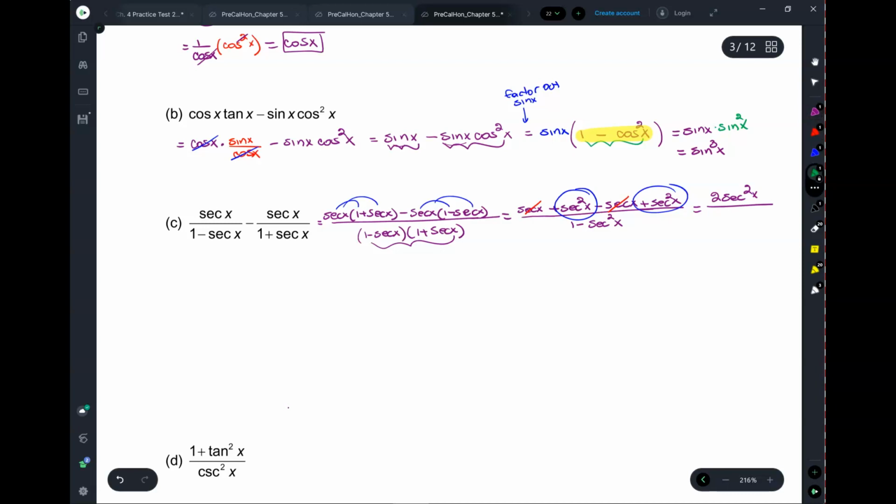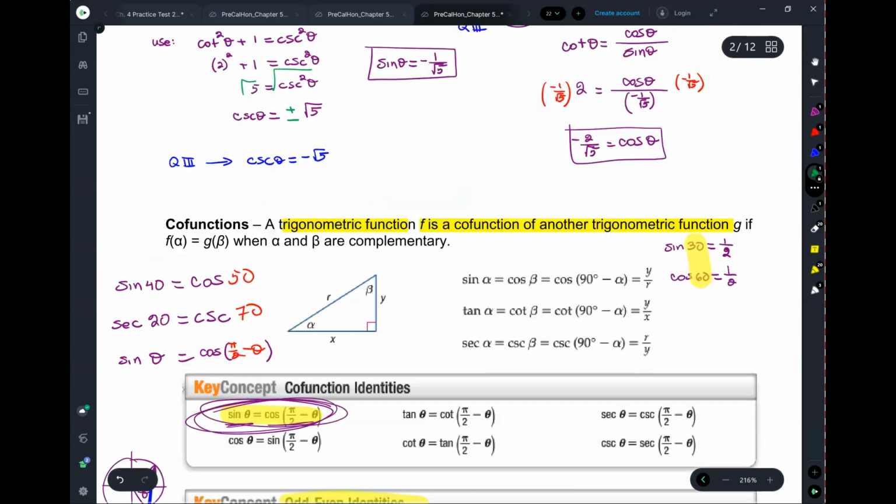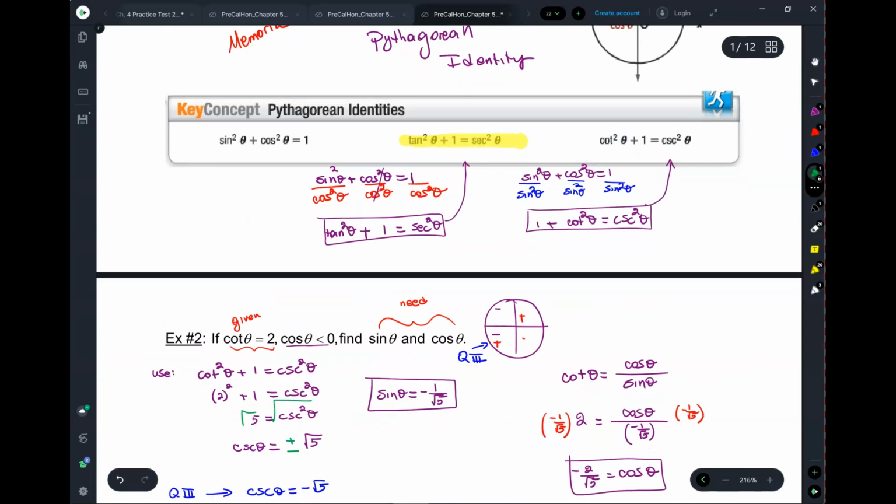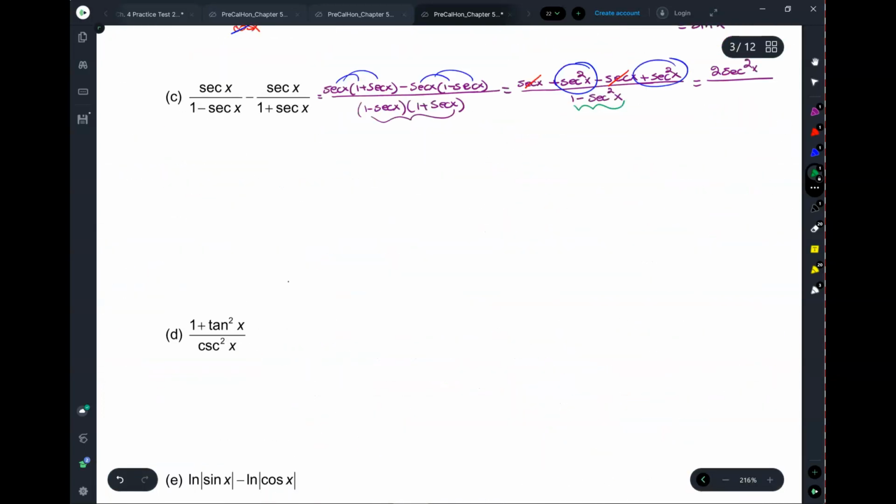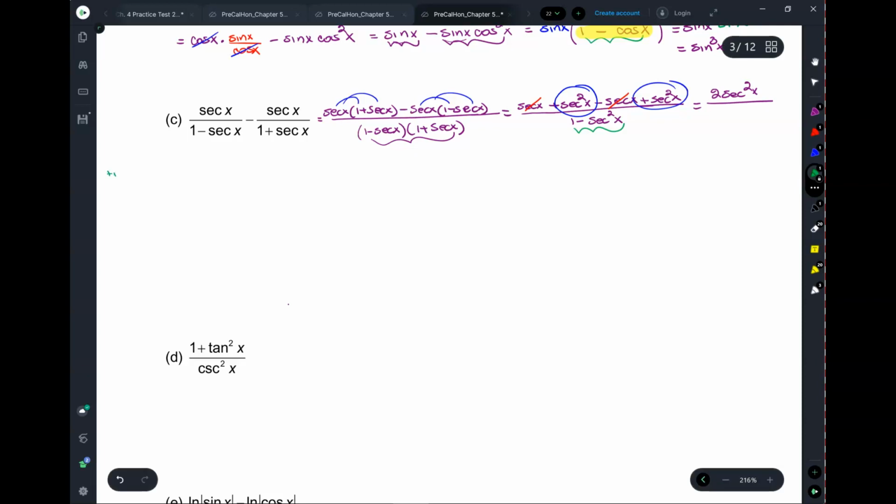Over, okay, now I've got this thing again. I have a 1, a plus or minus, and a trig function squared. But this time it's secant squared. So what's the identity that's got secant squared in there? Well, it's that second one. Tangent squared plus 1 equals secant squared x. So let's write that here. Tangent squared x plus 1 equals secant squared x.